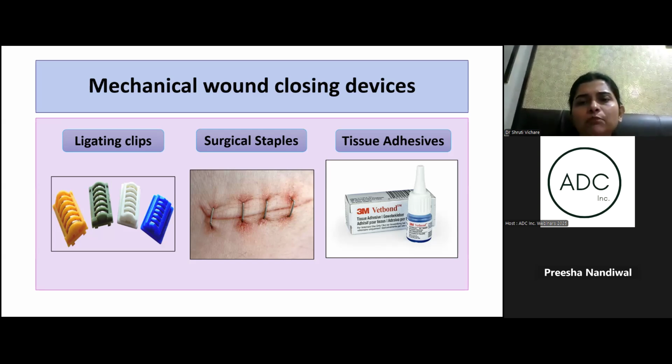Nowadays, companies are also coming up with tissue adhesives, cyanoacrylate and other materials, available either in tube form, in ampules, or in bottles. Basically, this glue is put along the edges of the incision, and then we approximate them and they get fused. Although some cases have reported foreign body reaction to these glues, so they are not very commonly used.